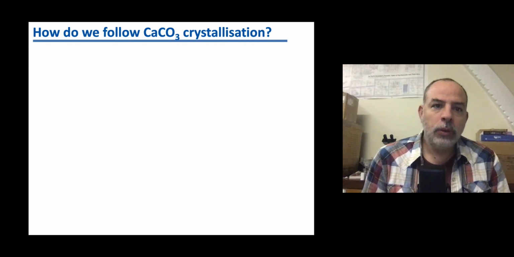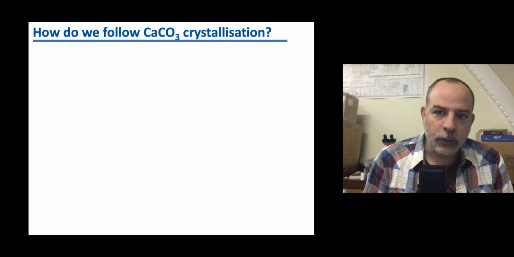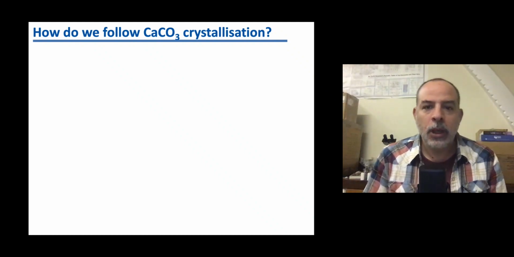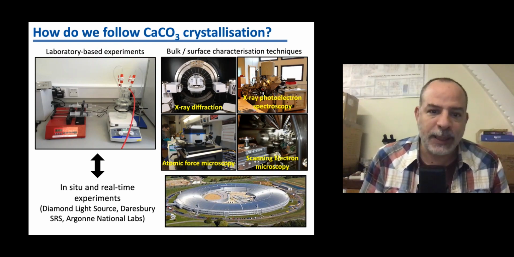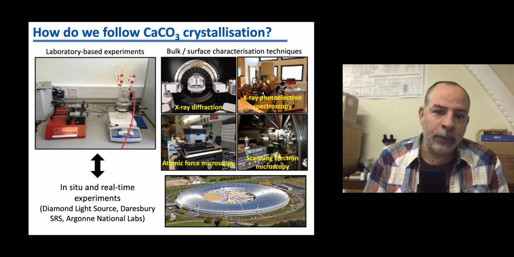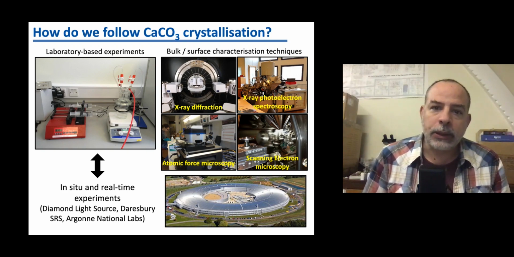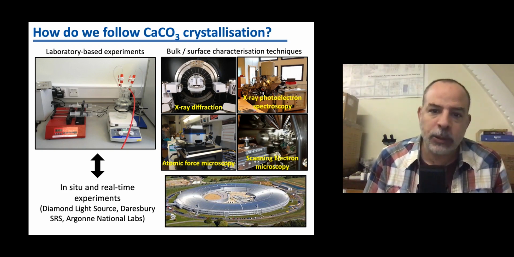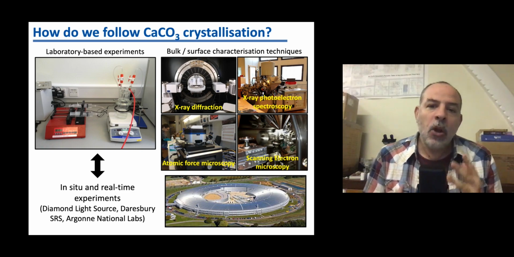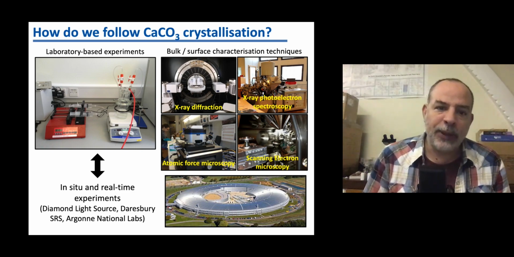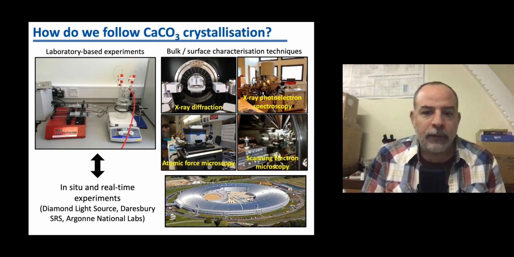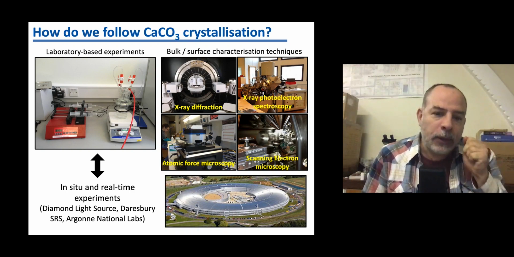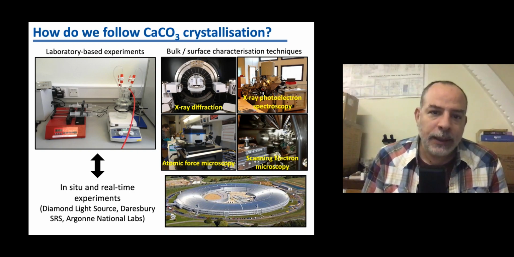So I'm going to show you how we can follow calcium carbonate crystallization reactions, or in general carbonate crystallization reactions. For this purpose, we combine classical experiments in the laboratory with synchrotron-based experiments. What we do in the laboratory is, for example, mix solutions, take samples, and characterize these samples with different solid state, spectroscopic and microscopic techniques. Then, once we understand more or less what is happening in our experiments, we do these same experiments in synchrotron facilities. These synchrotron facilities have a very good advantage: there we have very intense X-ray beams, and we can follow these experiments in situ and in real time.